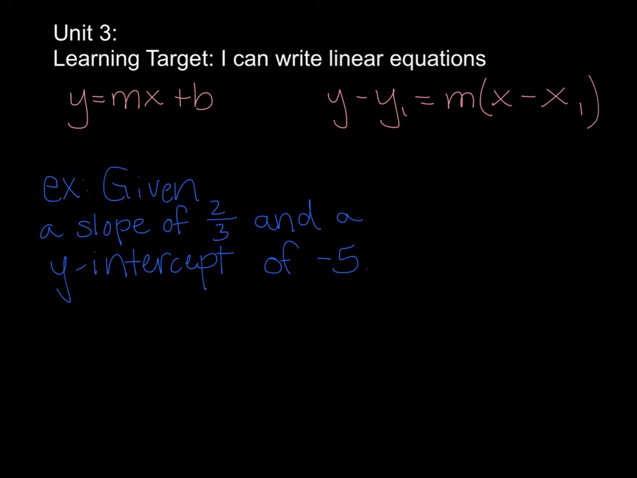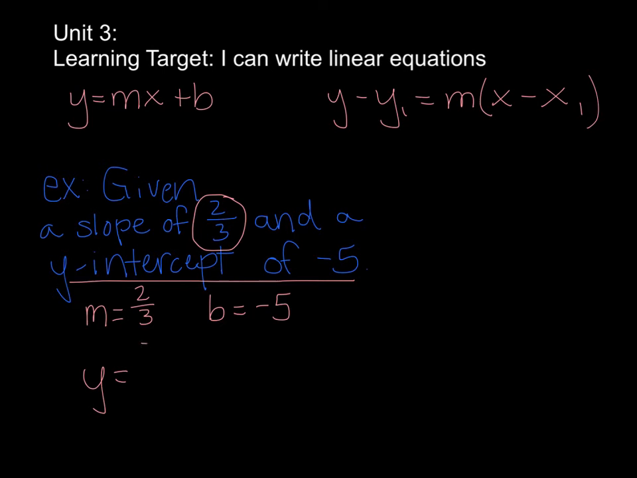Okay, so thinking about that, when they give us a slope of 2/3, that means our m equals 2/3. Okay, a y-intercept of -5. Well, that means b is -5. So all we have to do is plug it into our equation. Okay, y equals 2/3 x. You could write this as plus -5. I'm just going to write it as -5. Okay, it's as straightforward as that. Figuring out what information you have and how to plug it in.